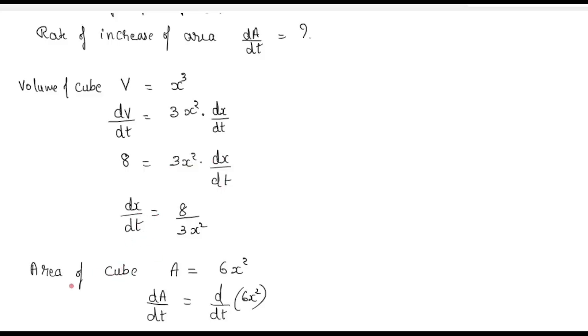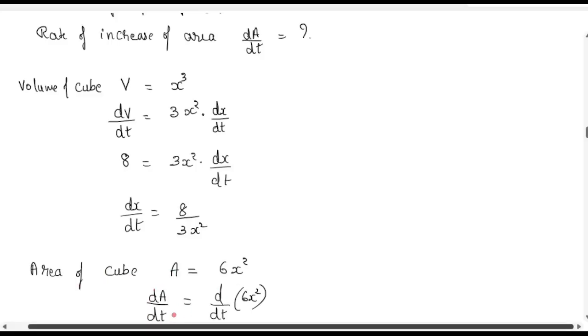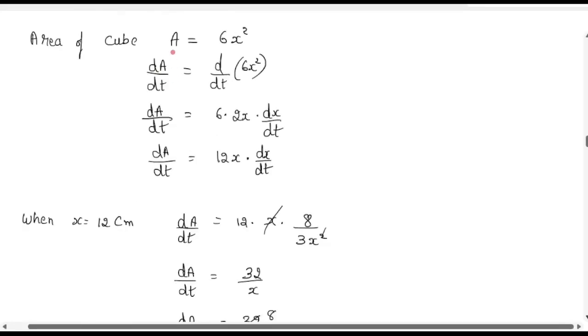Now the other formula, that is area of cube. Area of cube is A equal to 6x square. So when we differentiate this, we get the value of dA by dt. When we differentiate, dA by dt equal to differentiation of 6x square. That is 6 is a constant and differentiation of x square is 2x. So dA by dt is equal to 12x into dx by dt.